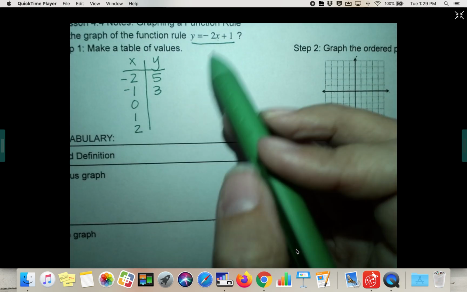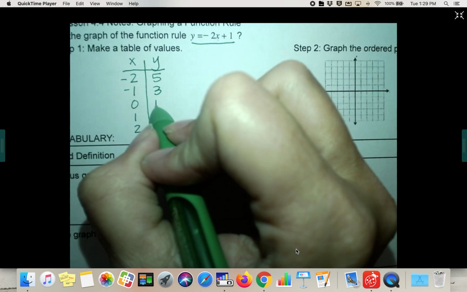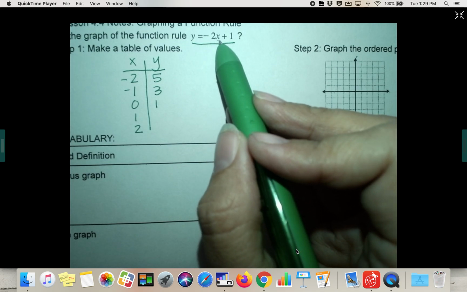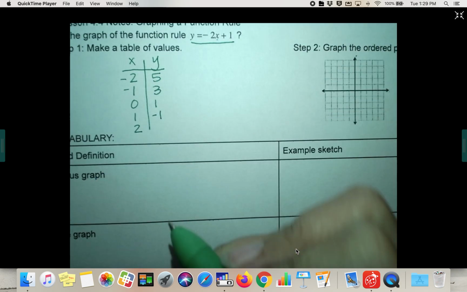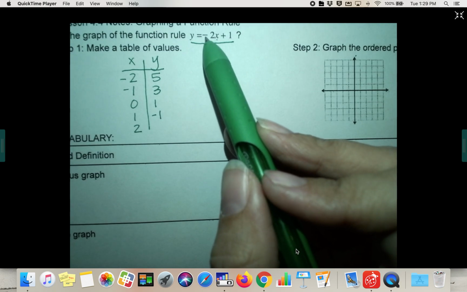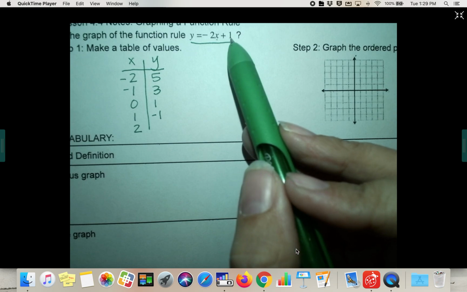All right, 0 is x. 0 times anything is 0, plus 1, 1. All right, now 1 is x. Negative 2 times 1 is negative 2, plus 1 is negative 1. Always check on your calculator if you're not sure. And then the last one, 2 is x, so negative 2 times positive 2 is negative 4, plus 1 is negative 3.